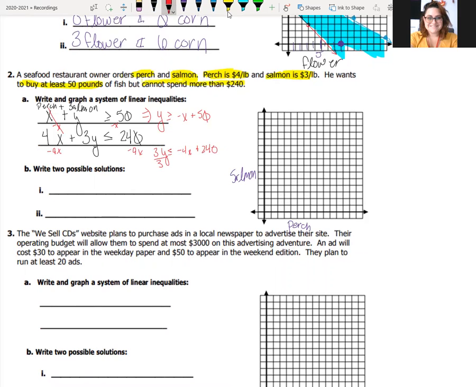Now we need to divide each of them by 3. 240 divided by 3 is going to give us 80. So for our second equation, we would have Y is less than or equal to negative 4/3 X plus 80.